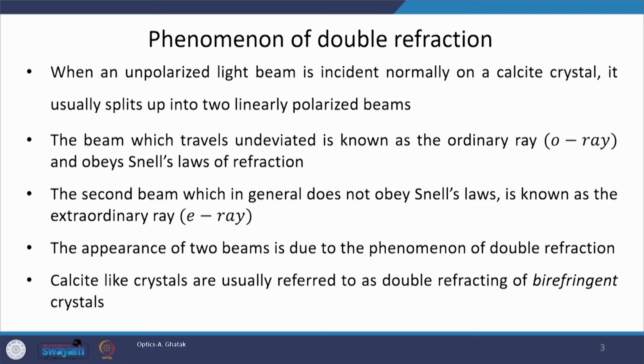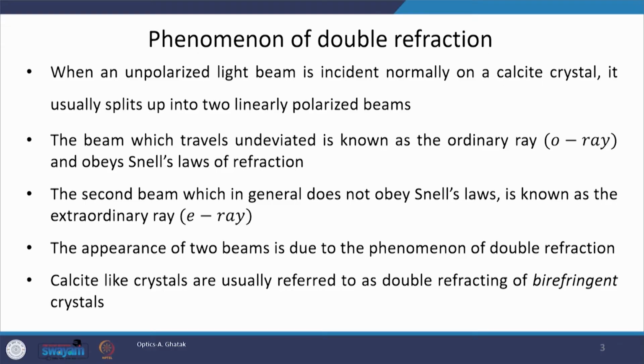Now, when an unpolarized light beam is incident normally on a calcite crystal, it usually splits up into two linearly polarized beams. The property of the calcite crystal is such that it produces two linearly polarized lights. Do remember that an unpolarized light beam is launched, and it is giving two linearly polarized beams. The beam which travels undeviated on normal incidence is known as the ordinary ray or O ray.